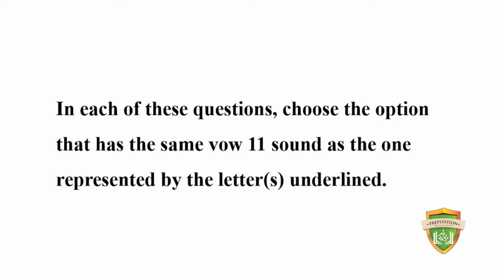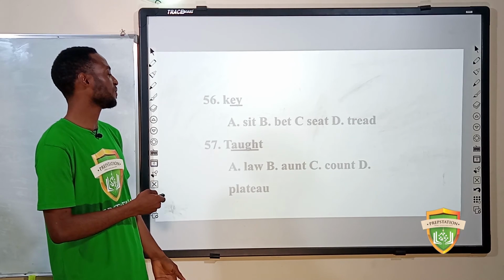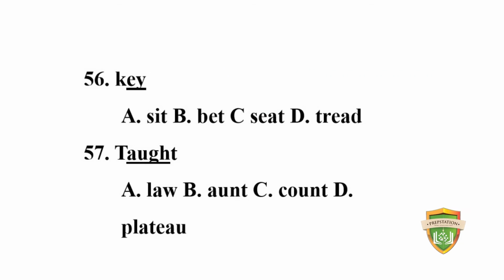Okay, another instruction. In each of these questions, choose the option that has the same vowel or vowel sound as the word represented by the letter or letters on the line. So let's check. Here you have question 56. It says key, and EY on the line. So A, sit. B, bet. C, seat. D, tread. So the answer is obviously C, because seat contains the long vowel E, the same way you have it in key.